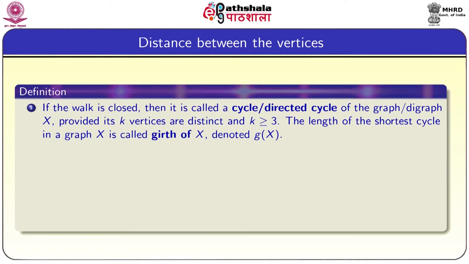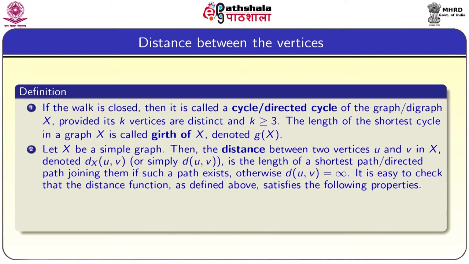If a walk is closed, then it is called a cycle or a directed cycle of the graph or digraph X, provided its k vertices are distinct and k is greater than or equal to 3. The length of the shortest cycle in a graph is called the girth of X, denoted g(X). Let X be a simple graph, then the distance between two vertices u and v in X, denoted d_X(u,v) or simply d(u,v), is the length of the shortest path or directed path joining them if such a path exists. Otherwise, d(u,v) is infinity.